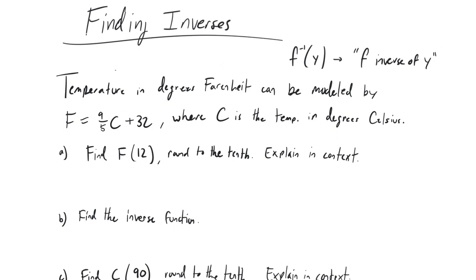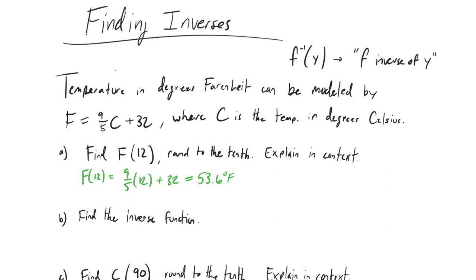So F of 12 equals 9/5 times 12 plus 32. Round to the tenths it says, so 9/5 times 12, let's see what that is. That's 21.6, and then plus 32 is 53.6. So that would be 53.6 degrees Fahrenheit.